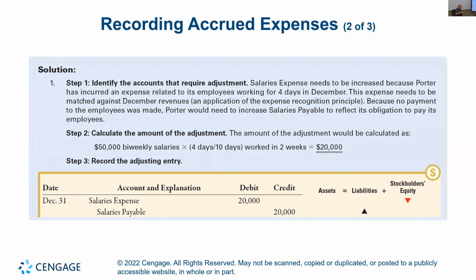Calculate the amount of the adjustment. Well, if they get $50,000 for every 10 days, and 4 out of 10 days were worked in 2 weeks, we can take the 50,000 and multiply it by 4/10, or 2/5, or 20%, however you would calculate that. You can find out that they have earned $20,000 of what they are going to be paid at the end of 2 weeks. So you'd have a salaries expense for $20,000, salaries payable for $20,000.